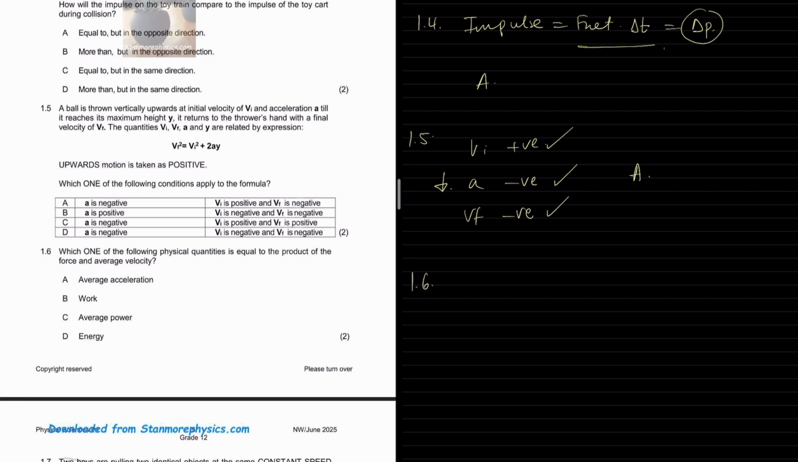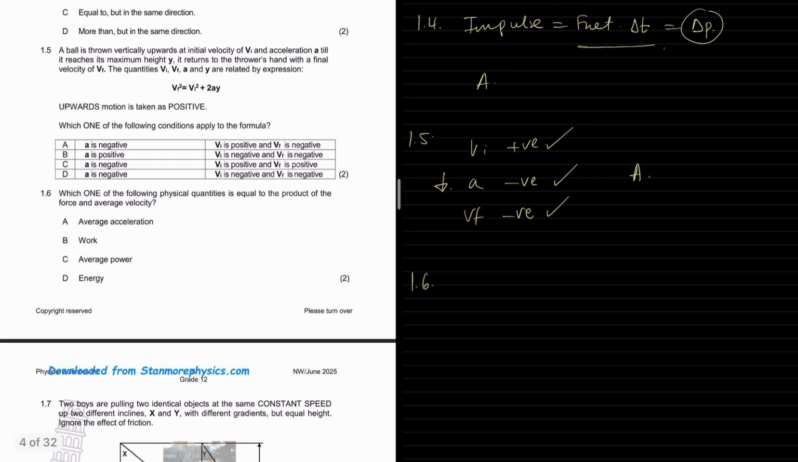Question 1.6. Which one of the following physical quantities is equal to the product of force and average velocity? So this is equal to P average, or average power. So for 1.6, the answer is C.